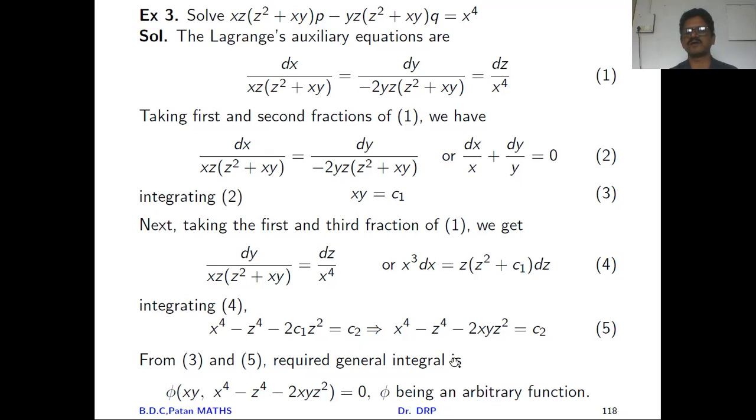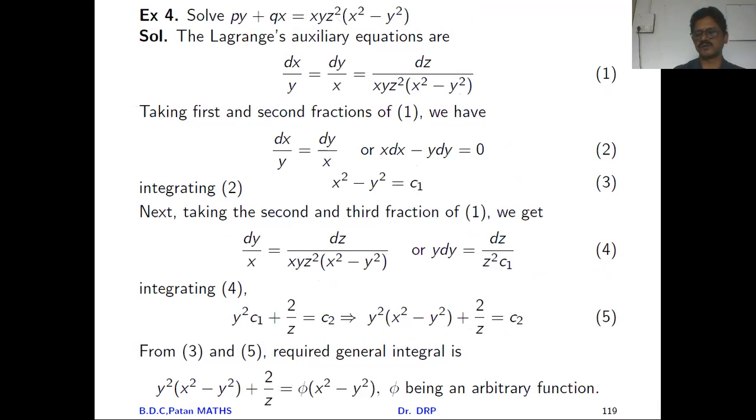So we obtain one solution as xy equal to c1. This is u equal to c1. This is another solution, phi equal to c2. So from equations 3 and 5, it gives the required general integral or general solution of this equation as phi of u comma v equal to 0, that is phi of xy comma x raised to 4 minus z raised to 4 minus 2xyz square equal to 0. Here phi is an arbitrary function.